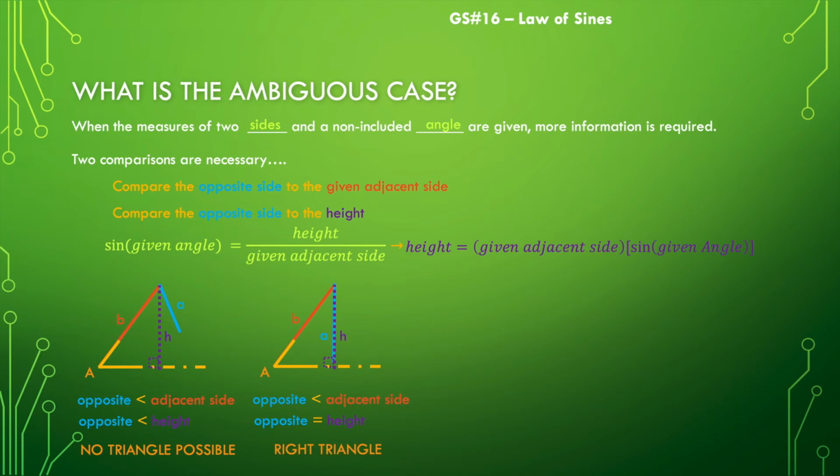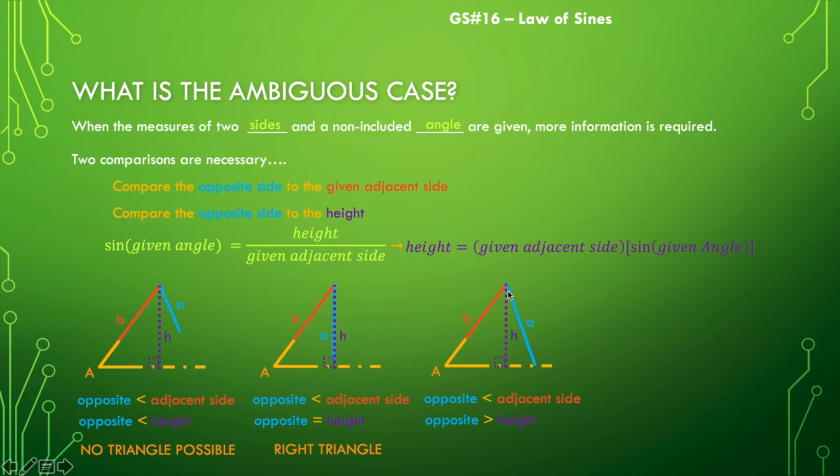Okay, in the third case, we have something that looks like this. Here's our angle A again and our adjacent side. Here is the height of the triangle, and our opposite side is going to be shorter than the adjacent side, but longer than the height. Okay, so the opposite side is shorter than the adjacent side and longer than the height. Well, all we know about that opposite side is its length. We don't know its placement at all.